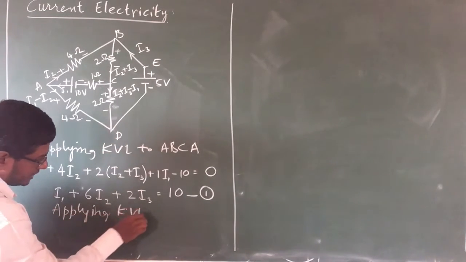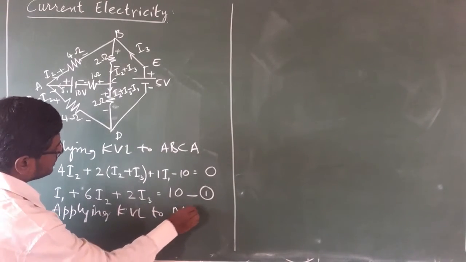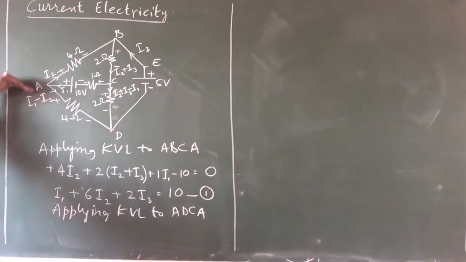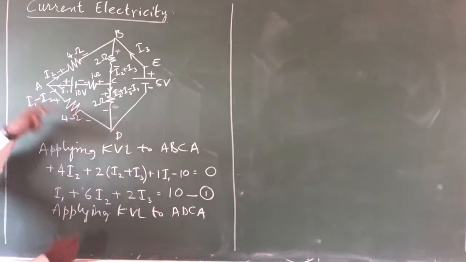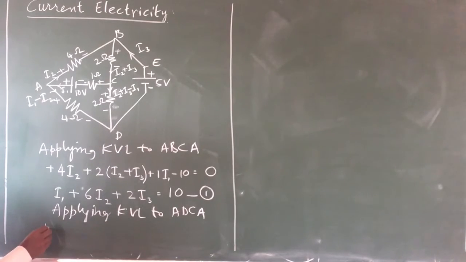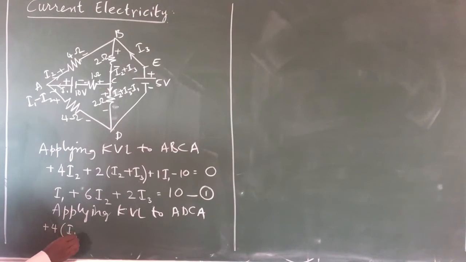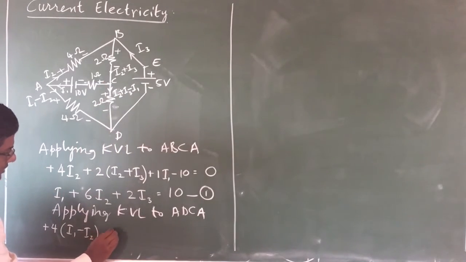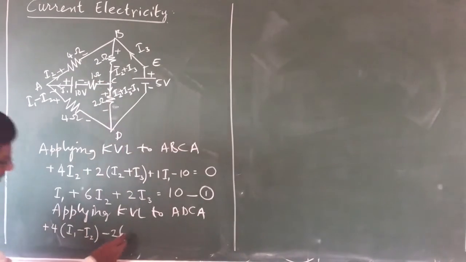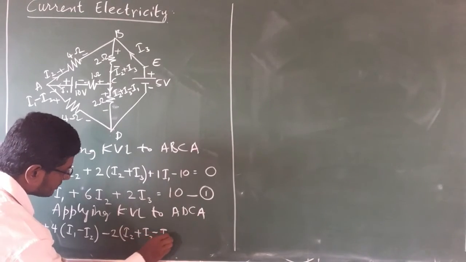applying KVL to A, D, C, A. So A to D, D to C, C back to A. So going from A to D, what is the first sign? It is plus 4 ohm resistor. Current flowing is I1 minus I2. So that was the first part. And the second part is this thing. So it will be minus 2 times the current, I2 plus I3 minus I1.